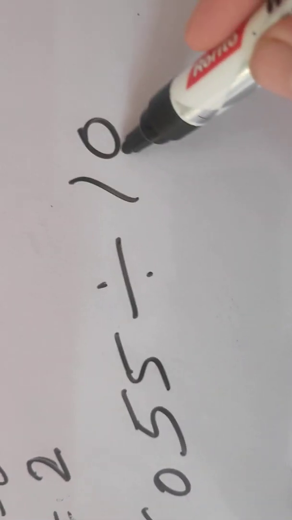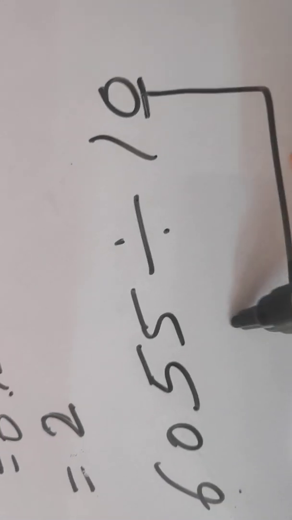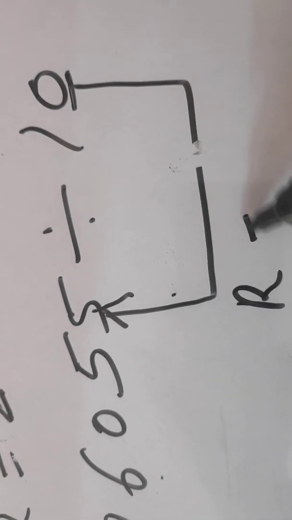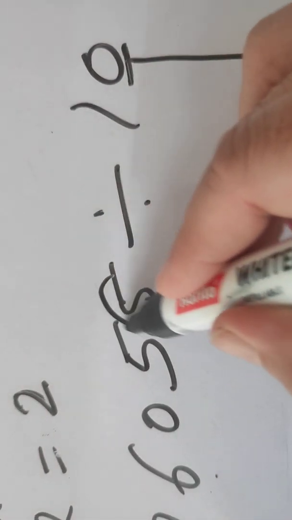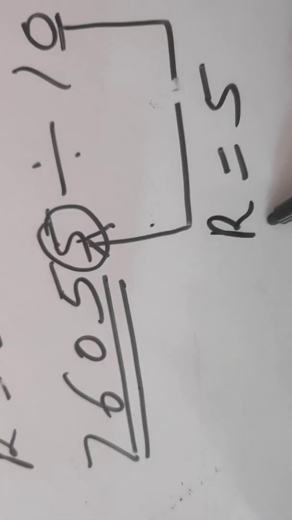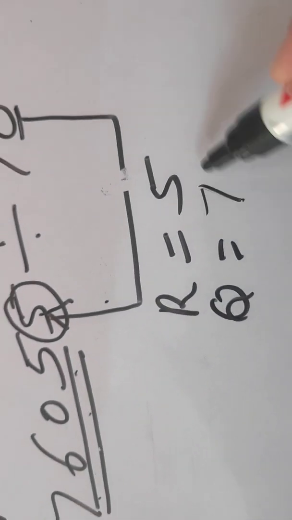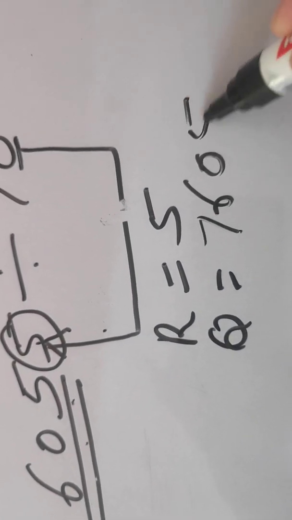Second example, suppose 76,055 we are going to divide by 10. Then also it contains 1 zero. So from the dividend, the extreme right side 1 digit will become the remainder. So remainder is 5 here, and the rest will become your quotient. So what is the quotient here? 7,605. It is your answer.